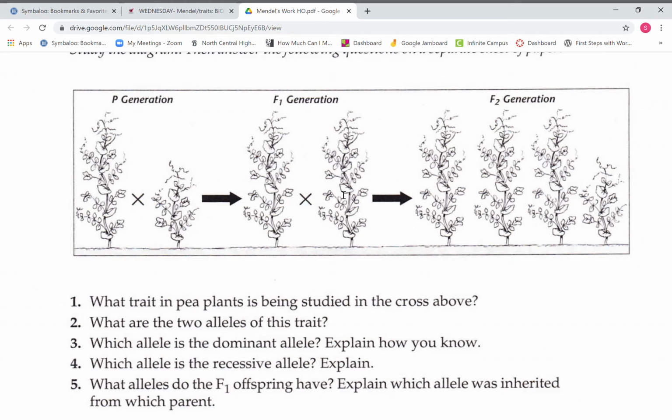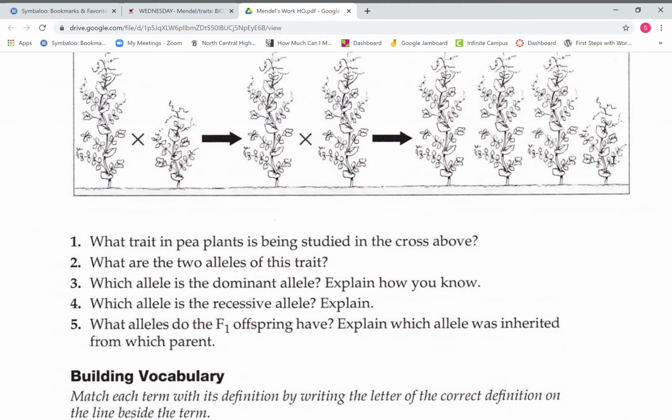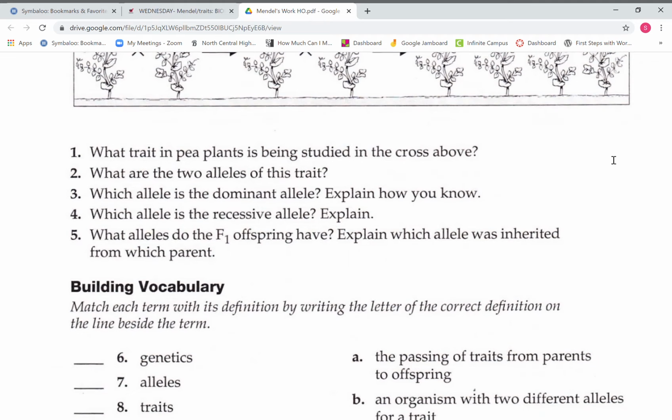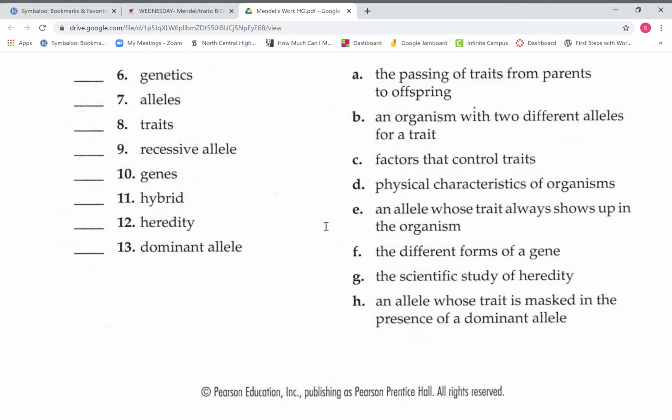So when he had the two tall ones as the F1 generation, he turned around and crossed them as well. And the outcome was 3 tall and 1 short, showing him that the recessive trait returned, but there were more dominant traits than there were recessive. So that tells us that when you have a dominant trait, it's going to be expressed more often than a recessive trait.